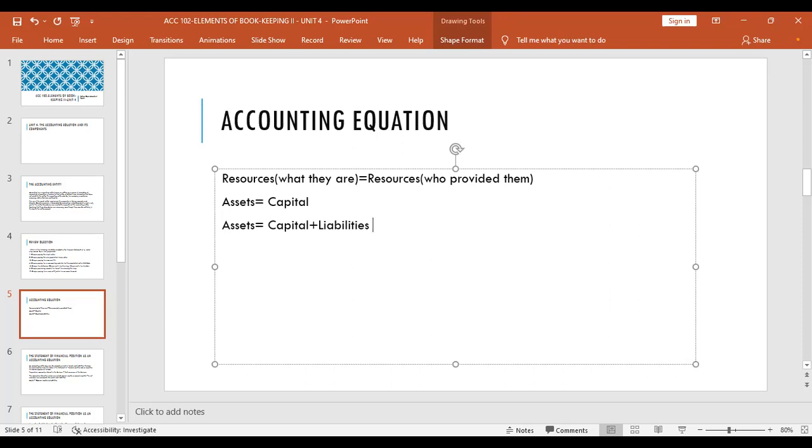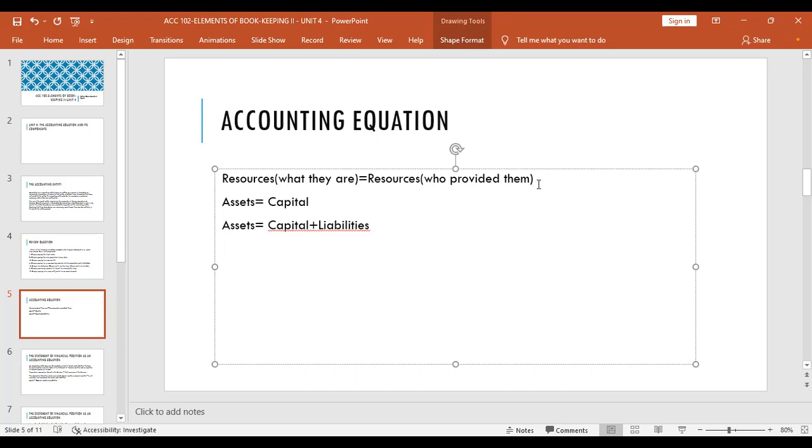You have to pay them, either as a short-term or long-term loan. You don't pay them back. So the accounting equation will change to assets is equal to capital plus liability. So this is basically what the accounting equation is all about. And of course, you can do basic arithmetic with this.